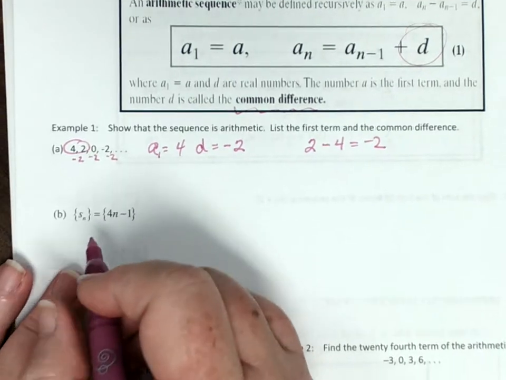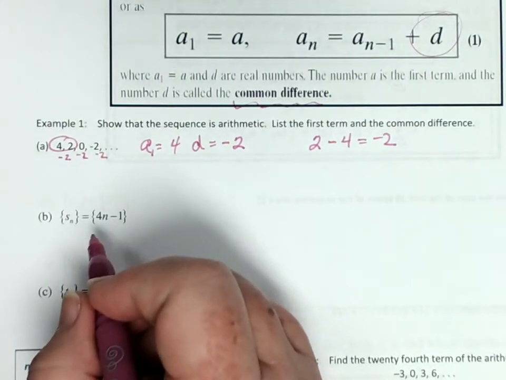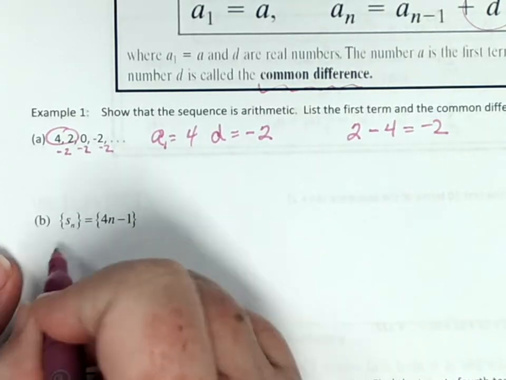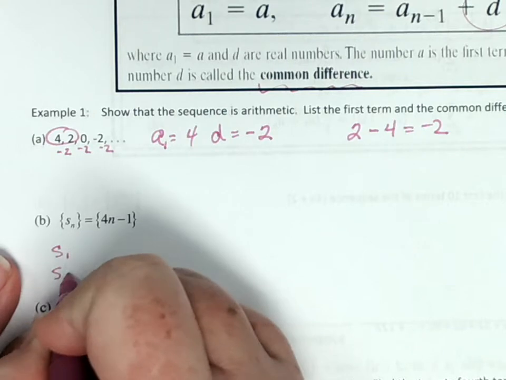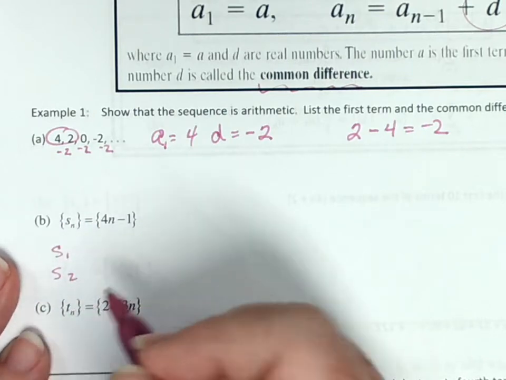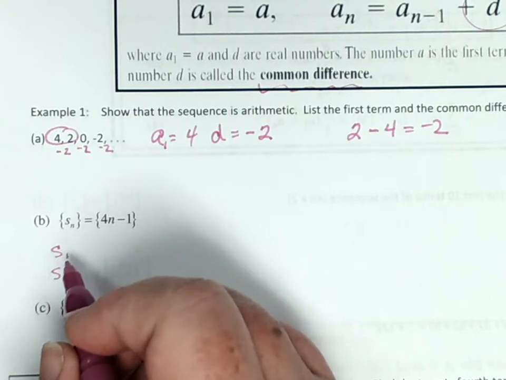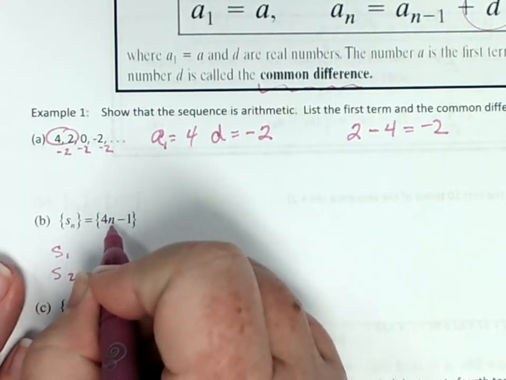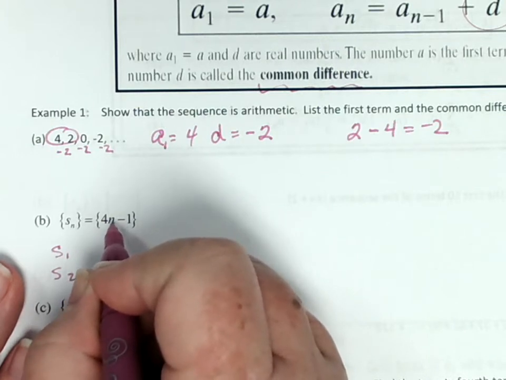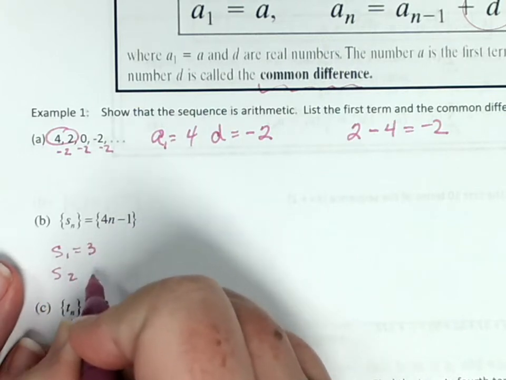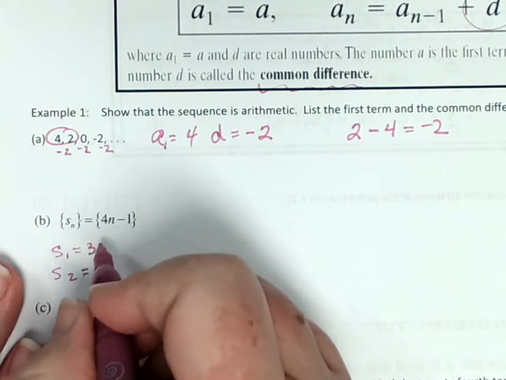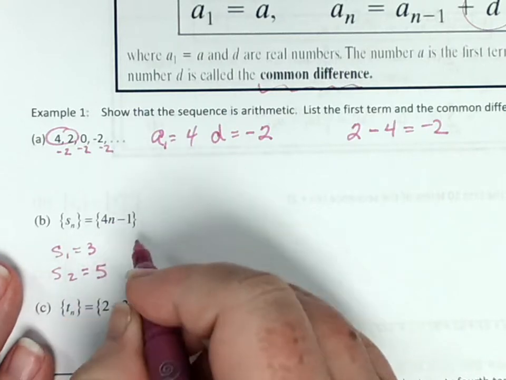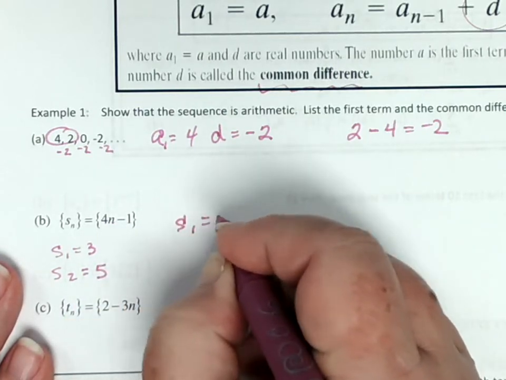Every once in a while, though, they don't give you a list of numbers. They give you a formula. So you have two choices. You can create the list of numbers. We can find s sub 1, s sub 2, and this is a lowercase s. That's important because later, uppercase S means find the sum of. But s sub 1, we would plug in 1, and 4 times 1 minus 1 is 3, and s sub 2 is equal to 4 times 2, which is 8, minus 1, which is 5. So the first term, s sub 1, is equal to 3.